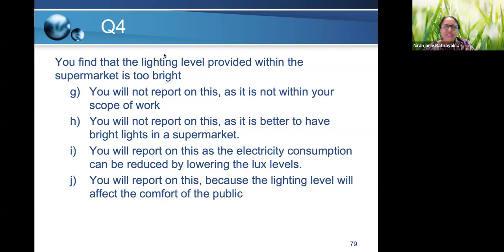See with this, I or J. I think some have said I, some have said J. I would go with I, because your concern for the electricity bill, also for the public comfort is there, but then you will be more concerned about sustainability, the energy consumption. Right? So I would go with I.